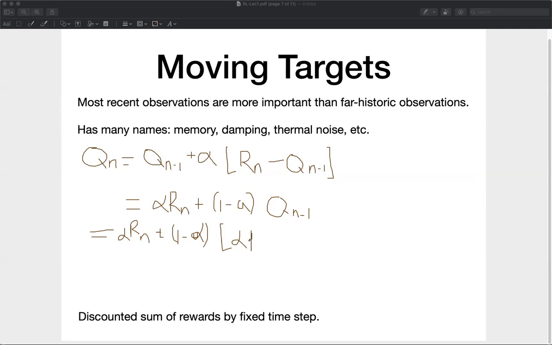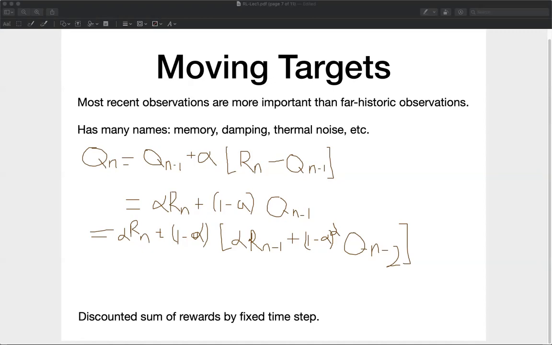Alpha r_(n-1) plus (1 minus alpha) squared q_(n-2). Is that clear what I just did there? I basically just recursively put that in here to calculate q_(n-1). And you see that this 1 minus alpha term is now squared.